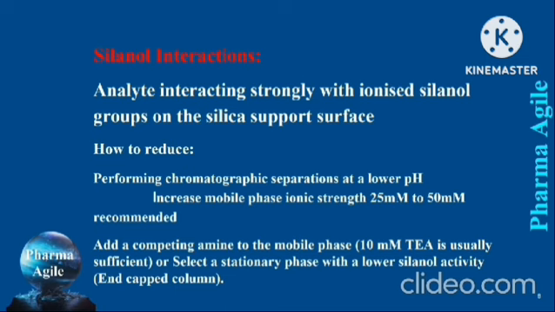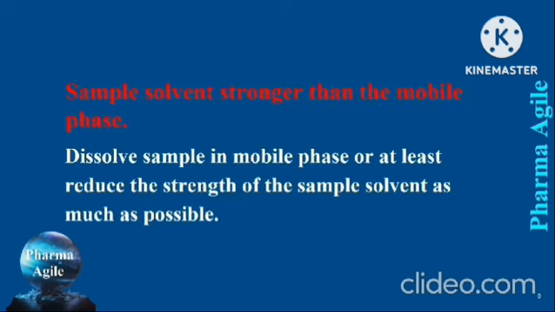Next primary cause of peak tailing: sample solvent stronger than the mobile phase. Dissolve the sample in the mobile phase, or at least reduce the strength of the sample solvent as much as possible. This is how we reduce peak tailing when the sample solvent is stronger than the mobile phase.